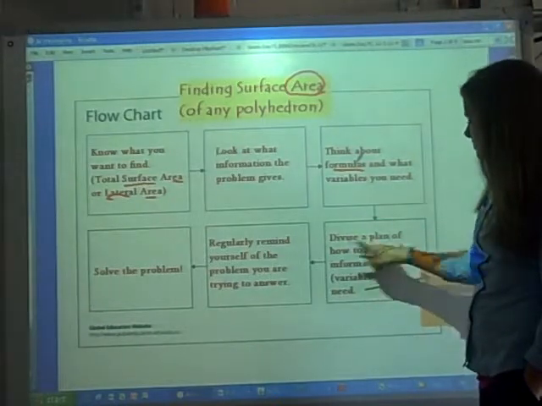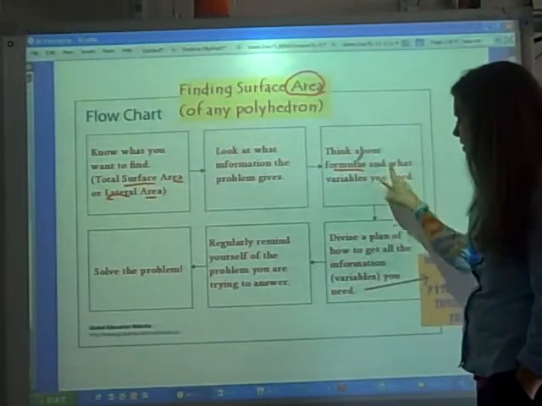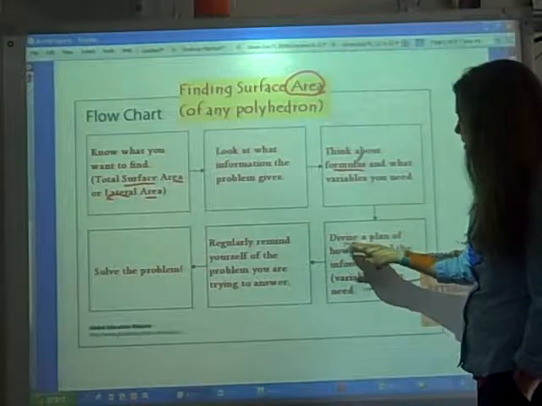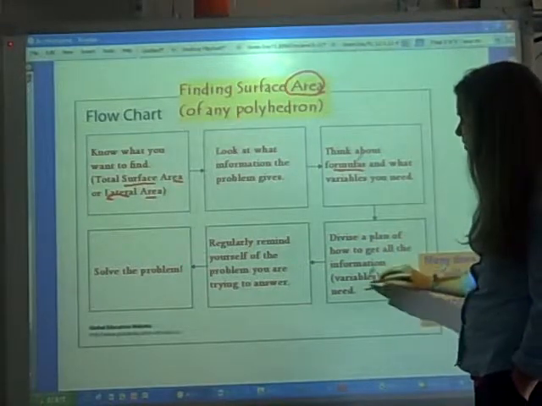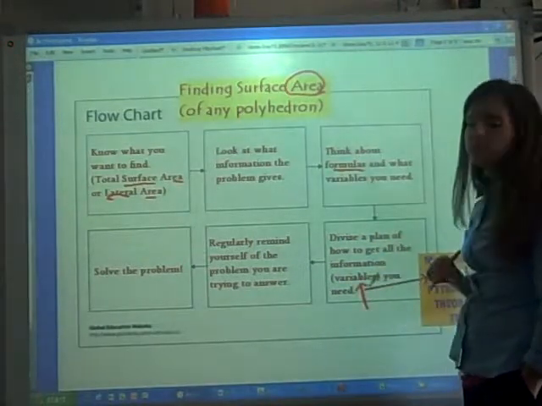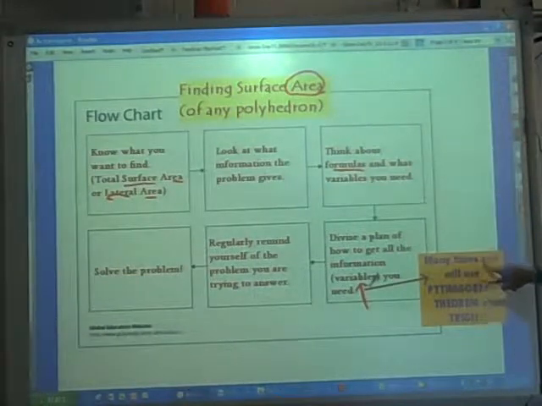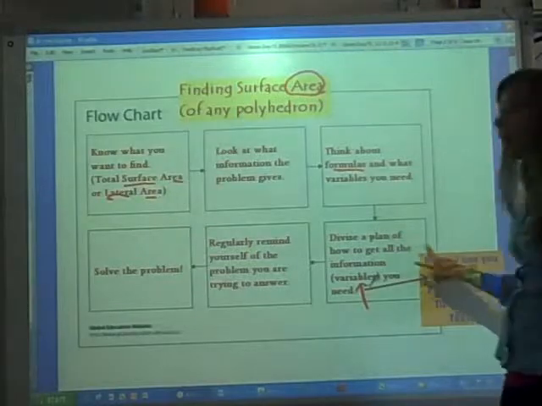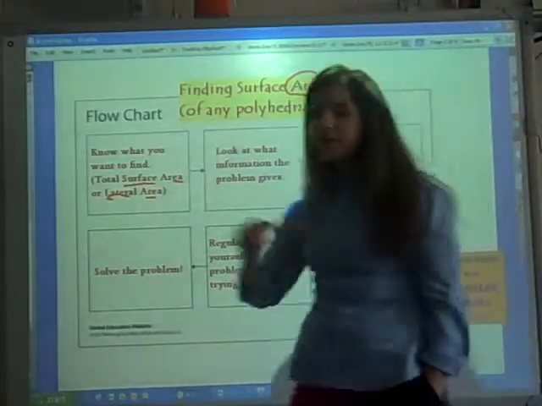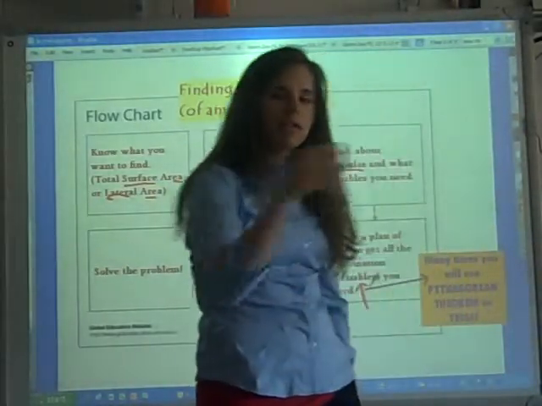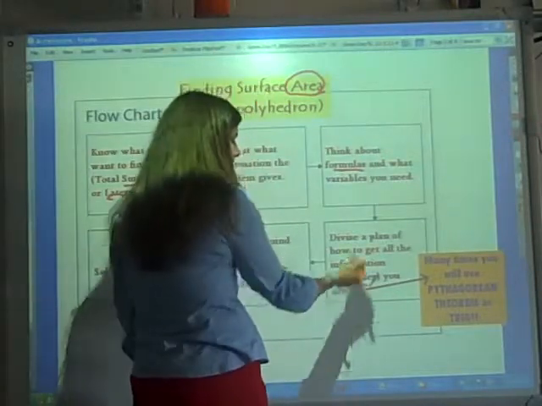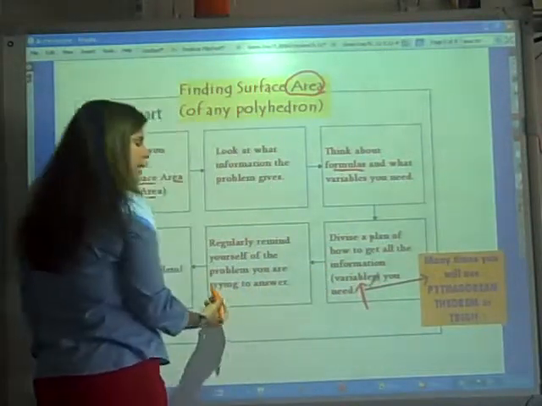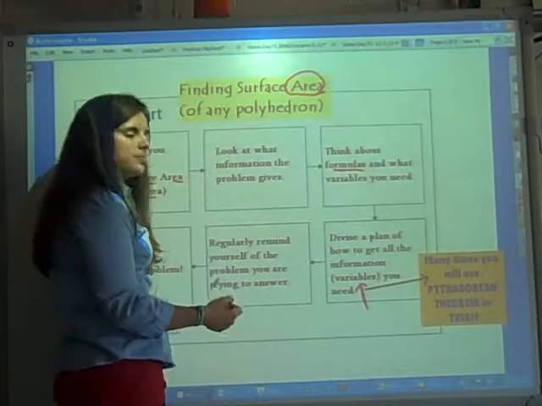and find out which variables you need to plug in. Next step, after we know the formula and the variables, devise a plan on how to get all the variables that you need. Many times you'll have to use Pythagorean theorem or trig, or you may even have to work with circumference and get your diameter, get your radius. They may make you find the variables that you need. You may not just be given them.